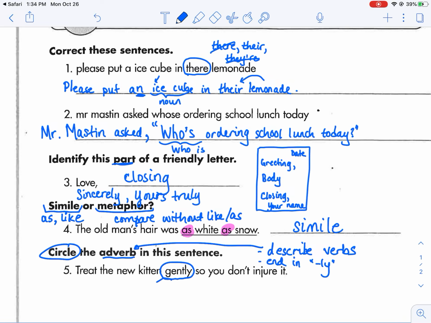This tells us how we have to treat the new kitten. So this is an adverb. We have to treat it gently. It's a word that describes how to treat the kitten. So adverbs describe verbs, and they end in ly.